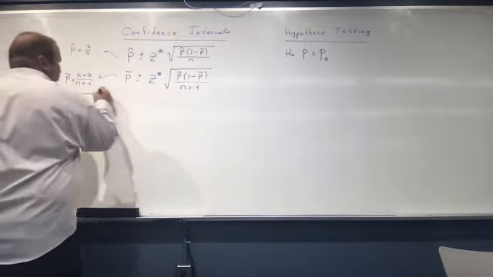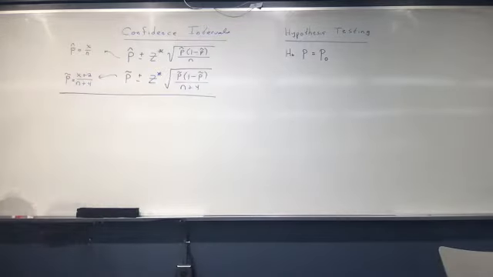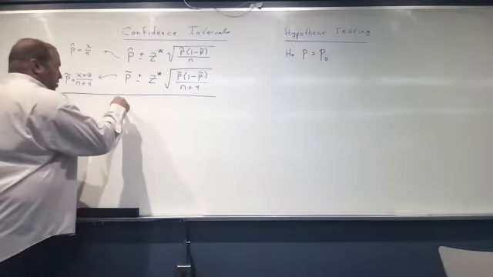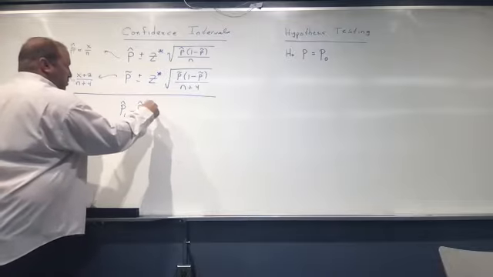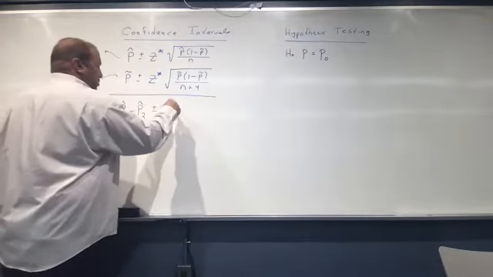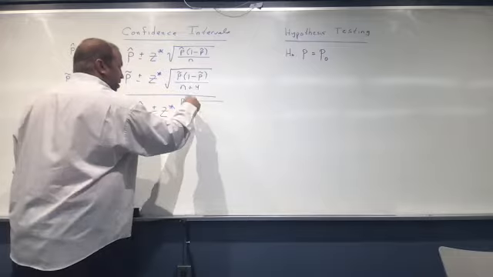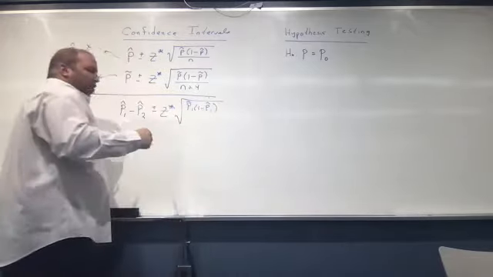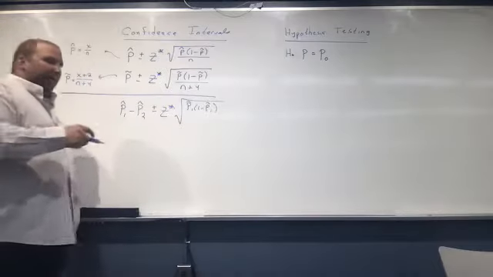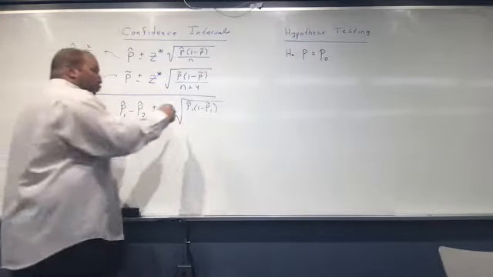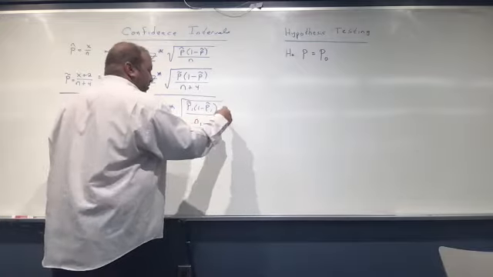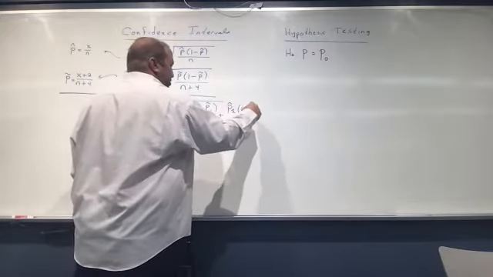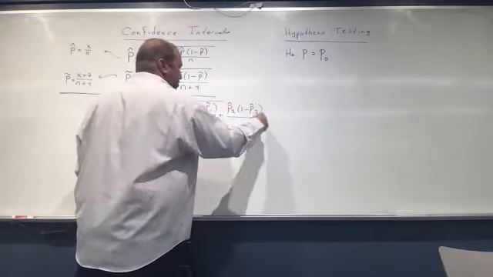Then we went to two proportions. What was the formula for the confidence interval for the difference of two proportions? P1 hat minus P2 hat plus or minus Z star times the square root of P1 hat times (1 minus P1 hat) over N1, plus P2 hat times (1 minus P2 hat) over N2.